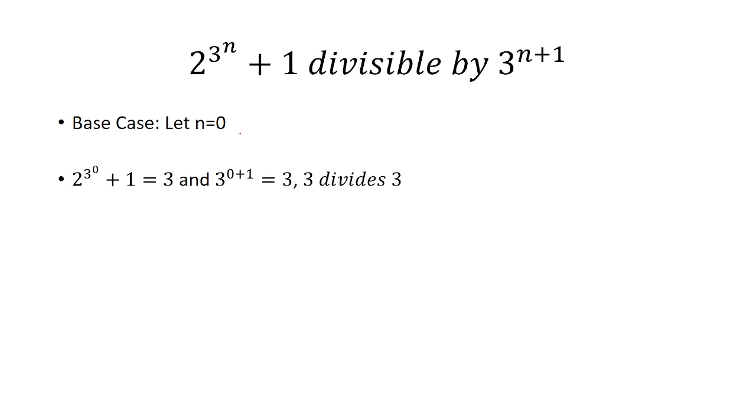All right, now plug in n equals 0, we get 2 to the 3 to the 0 plus 1. That's 3. And then 3 to the 0 plus 1 is also 3. And 3 divides 3. So the base case is checked. Now we're going to assume it holds for n equals k. And we're going to prove it's true for n equals k plus 1. So this is going to be our inductive step.